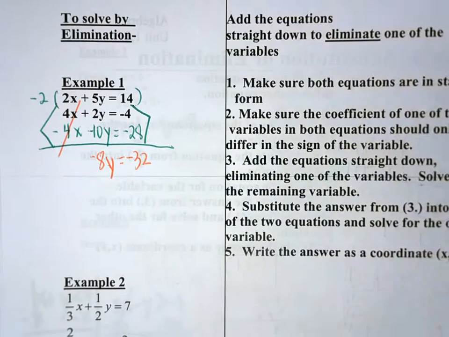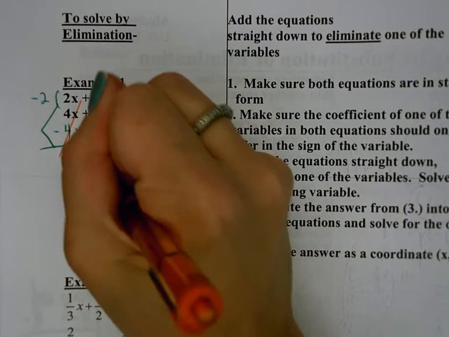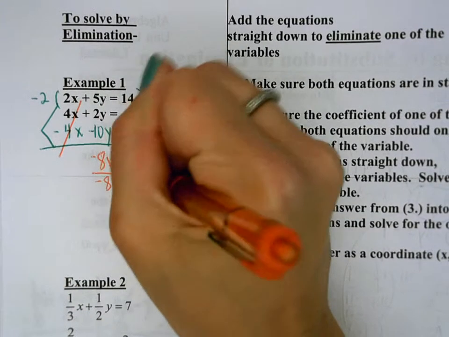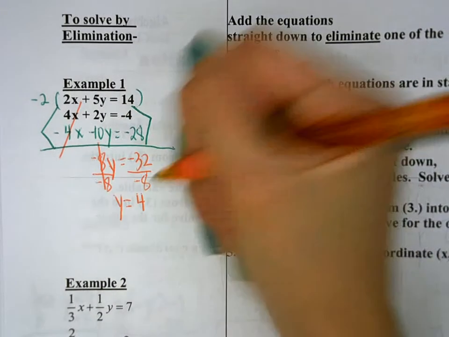And then to finish solving for y, what do I do? Divide by -8. Negative 32 divided by -8 is positive 4, because two negatives divide and make a positive. So y equals 4.